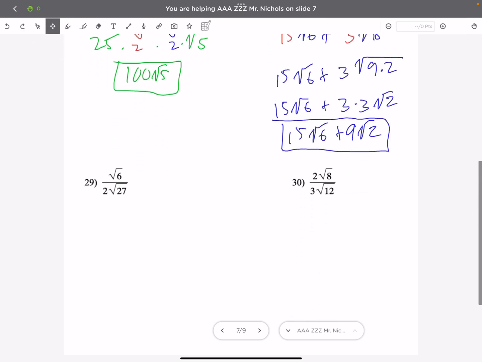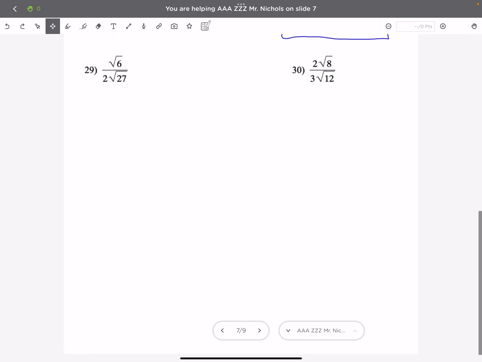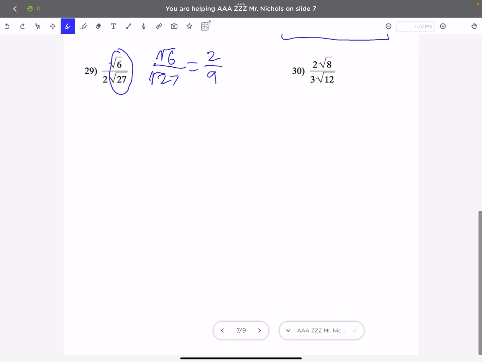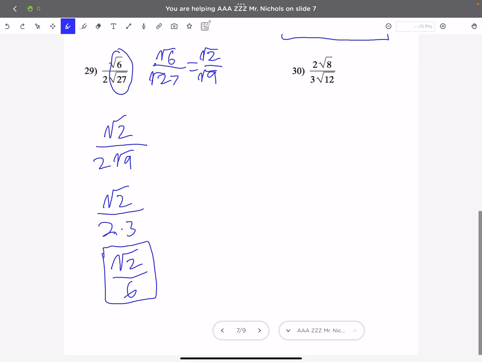Now, when it comes to dividing, remember, we want to make it so that there's no radical in the bottom. So the first thing I always want to do is simplify the fraction of the radicals on top. So in this case, 6 over 27. If I were to simplify that, I could divide both by 3, and that becomes 2 over 9. Well, with square roots, it's the same thing. Square root of 6 over square root of 27 is the same thing as square root of 2 over square root of 9. Square root of 9 is just the same thing as 3. So square root of 2 over 3, and that's the square root of 2 over 6. And that is my answer.